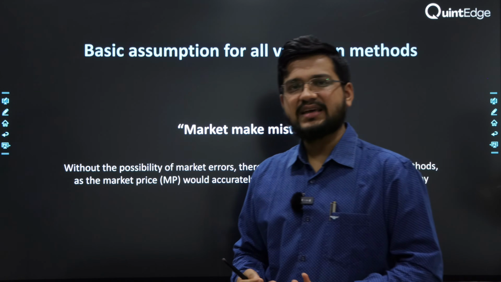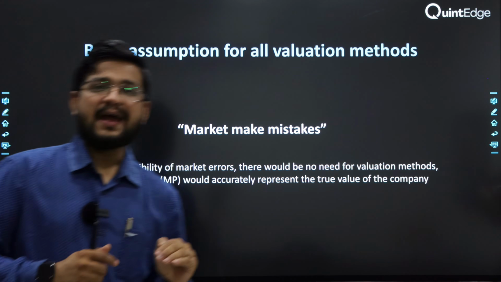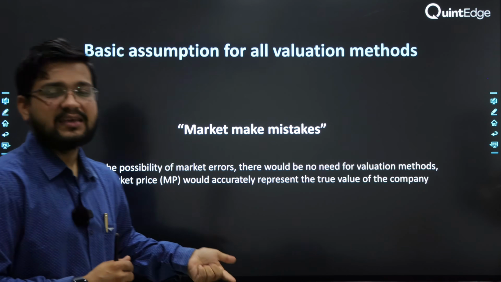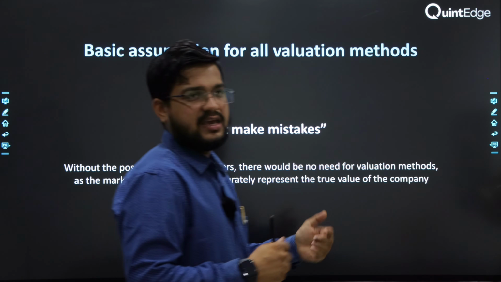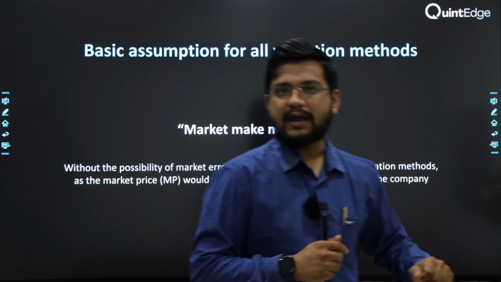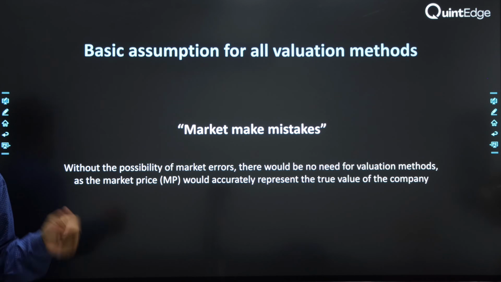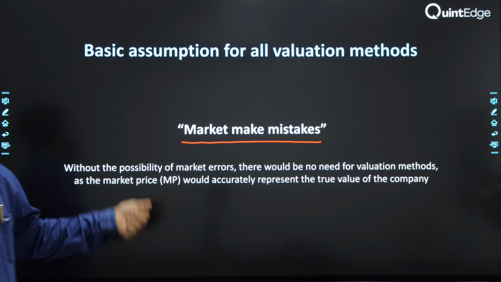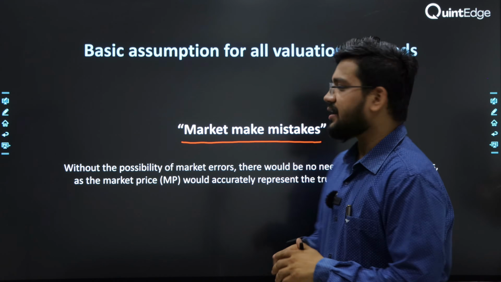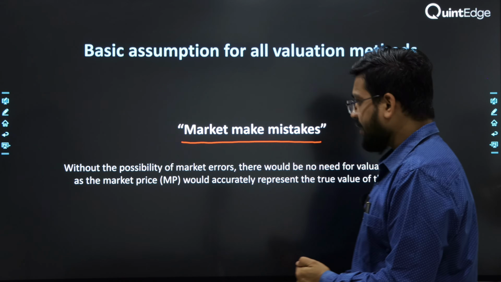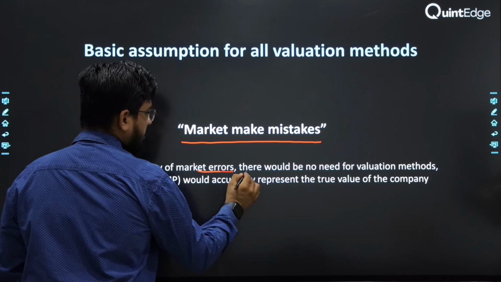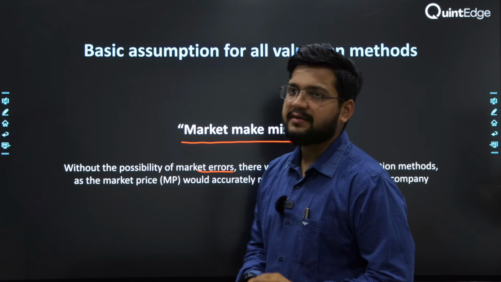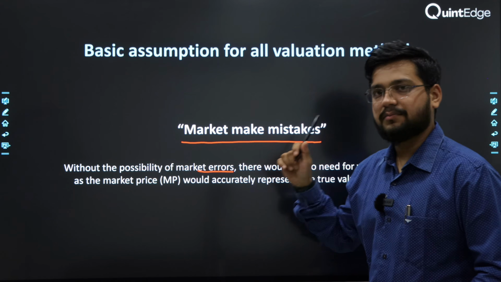So why am I doing this exercise? Because I can find something worth 20 rupees that is available in the market at 10 rupees, and I can invest in it, and when the market realizes its mistake, that 10 becomes 20 or maybe goes beyond. My ultimate purpose is to make a return, and I am assuming, when I am valuing, that the market makes mistakes. There will be underpriced securities and overpriced securities. Individually, markets can be wrong. Without the possibility of errors, this would be a futile exercise. So the basic assumption behind any valuation method we are going to learn in this course is that the market makes mistakes.